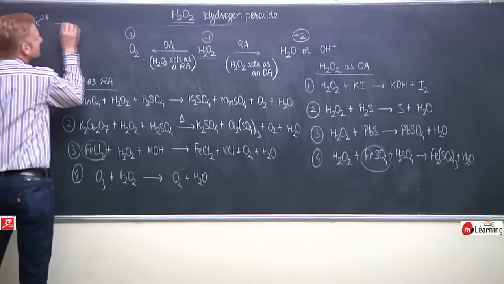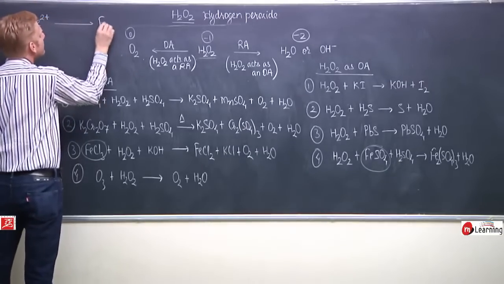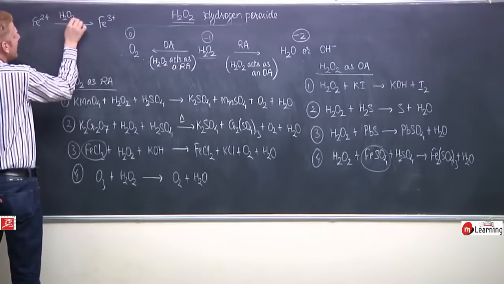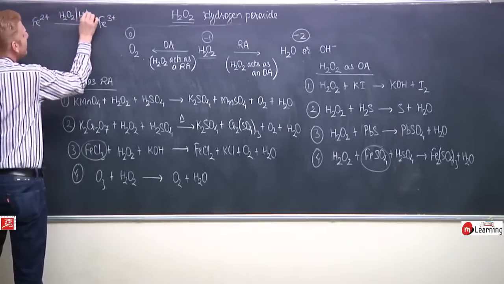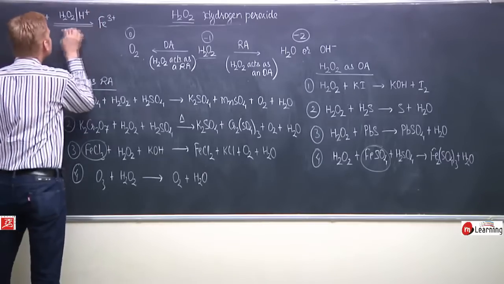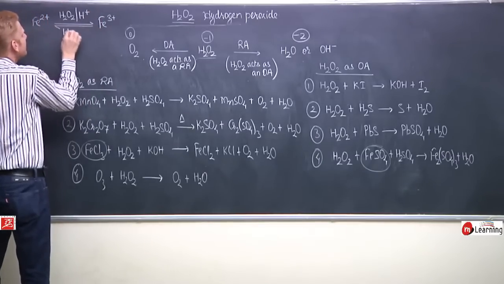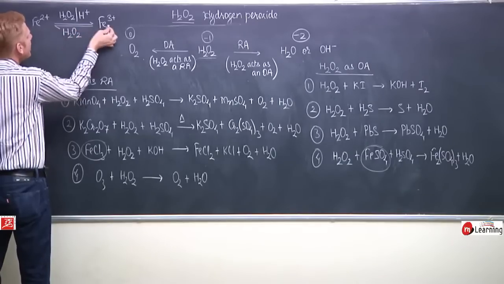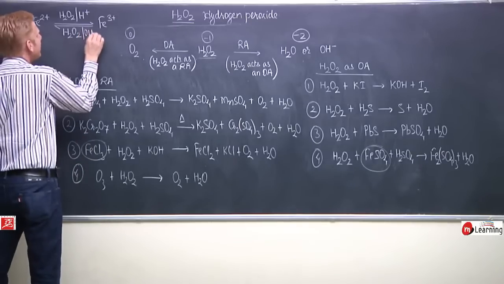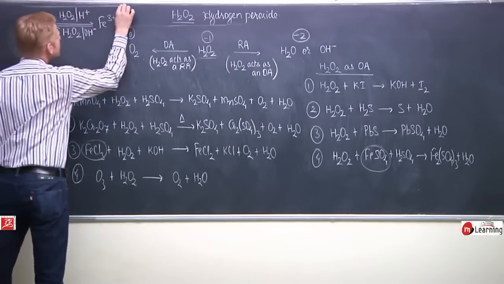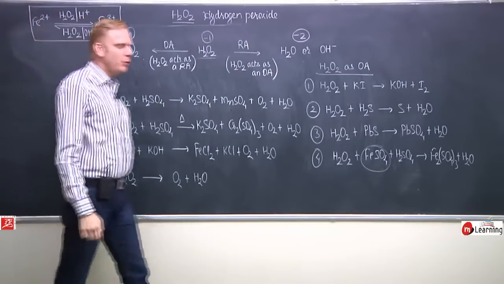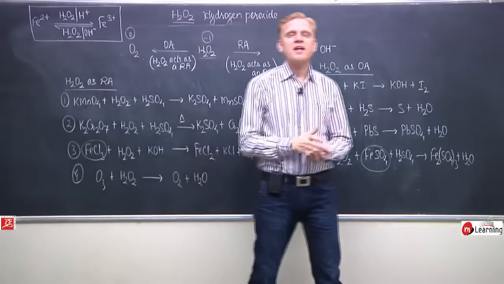Ferrous can be oxidized into ferric by the use of hydrogen peroxide, but the required medium will be acidic. Here let us compare the conversion of ferric into ferrous by the same reagent hydrogen peroxide, but the required medium is basic. That's an important comparison, the important conversions.